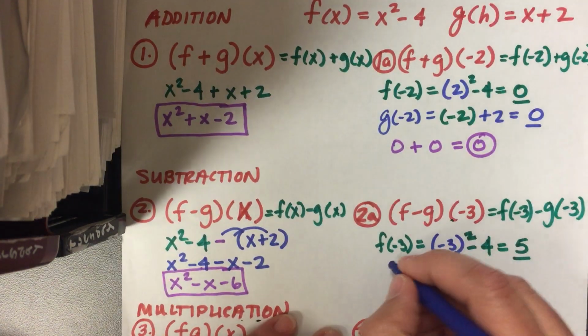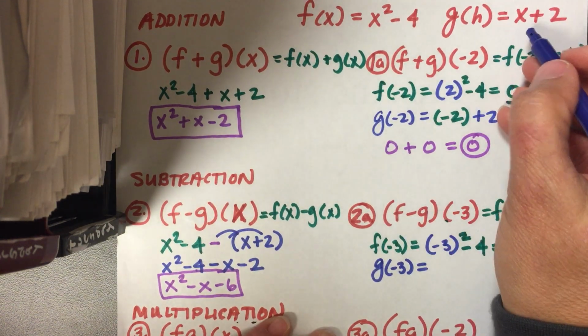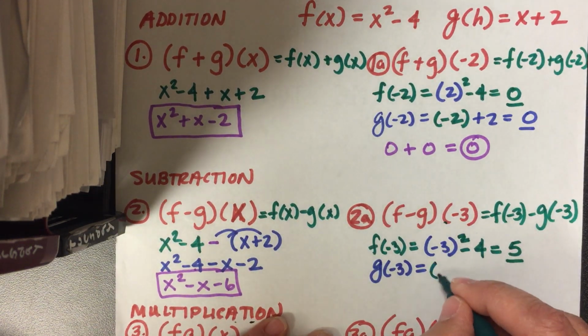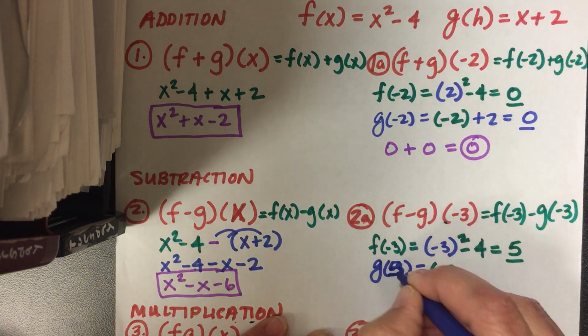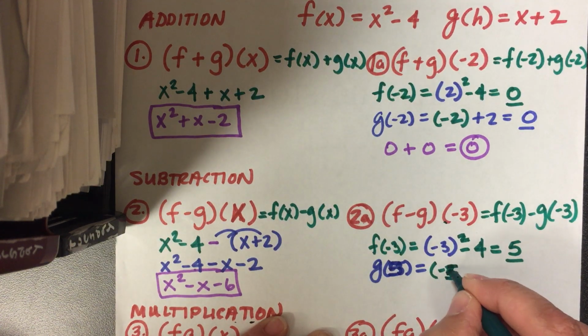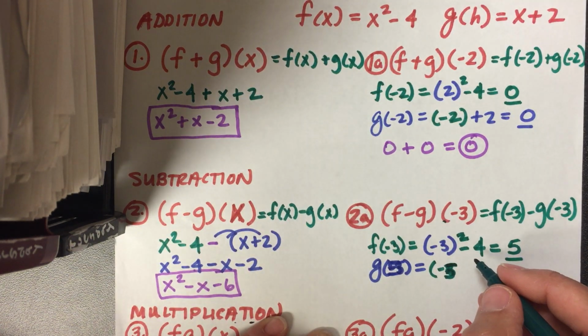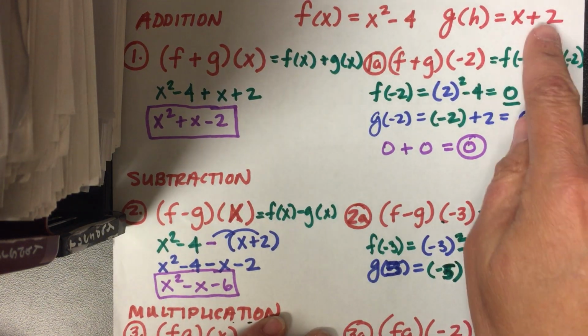Now let's do g of negative 3. G of x is x plus 2, so I'm going to plug in, oh sorry, not negative 3, my mistake. You plug in 5, because that was your output, so that's a 5. My bad. So you plug in 5, so that's negative 5 plus 2.